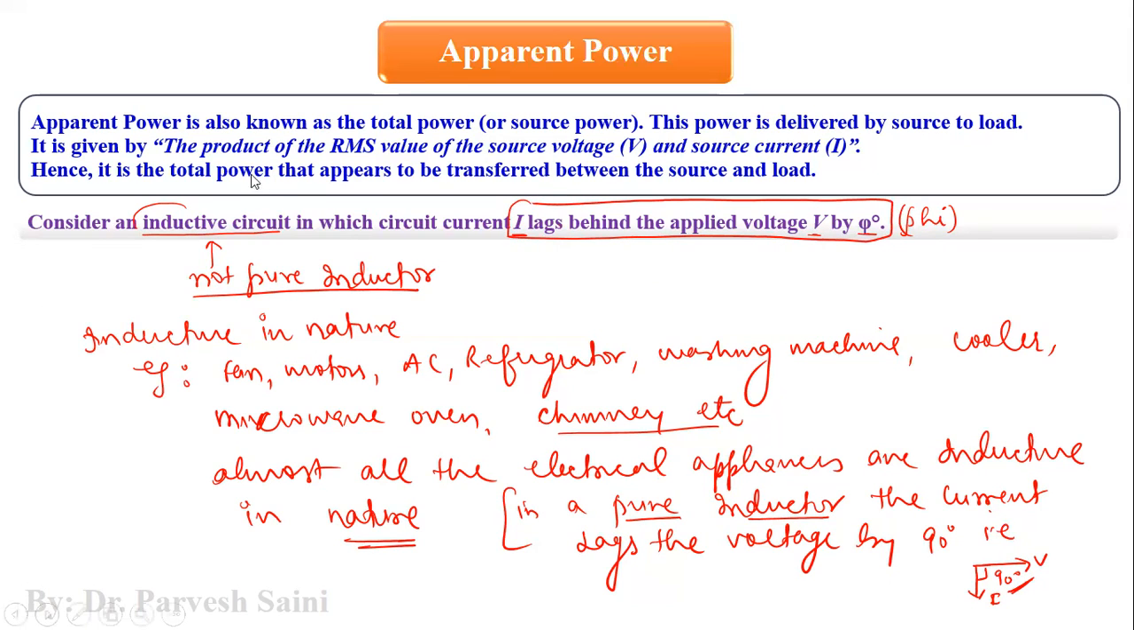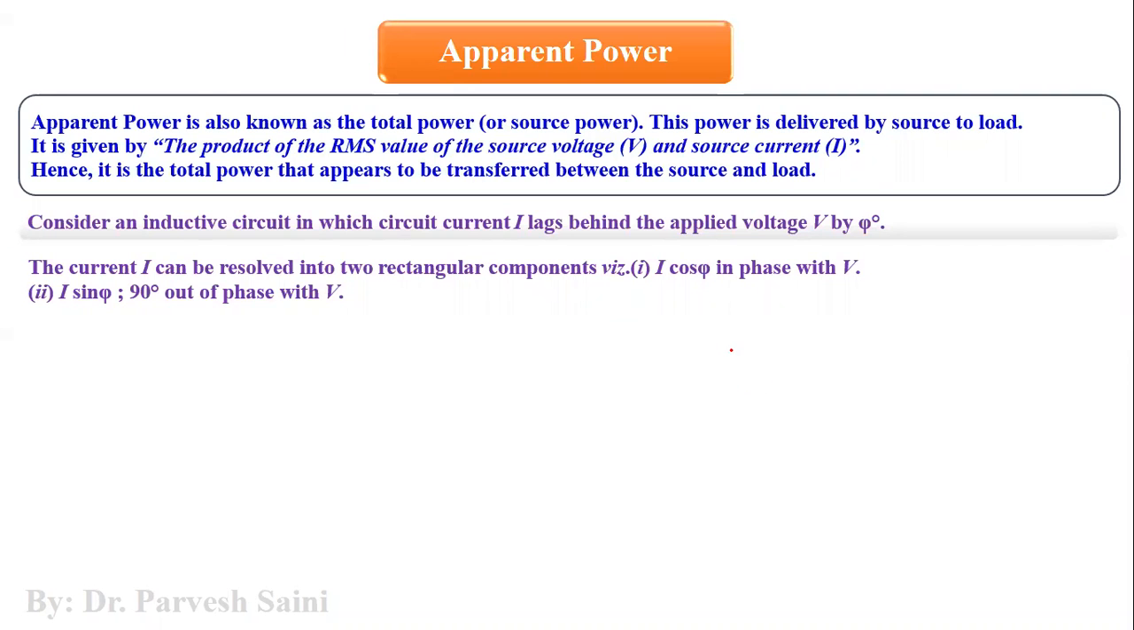Now, let us represent this with the help of a phasor diagram. Let us take the voltage as the reference phasor, and let us say that the current lags the voltage not by 90 degrees but by some angle phi. This is the current. Now this current can be resolved into two components. One is the component which is coinciding with the voltage, and the second component is 90 degrees with the voltage phasor.